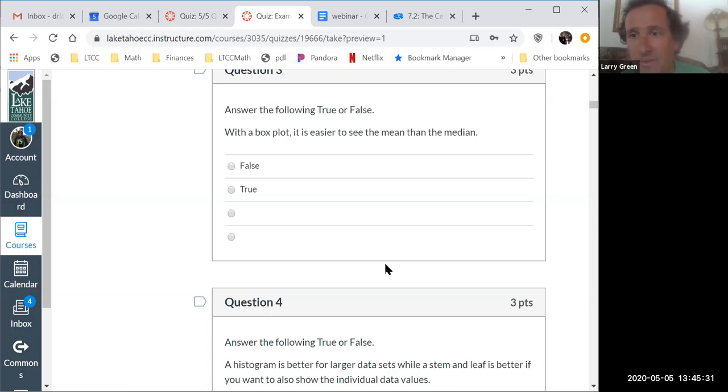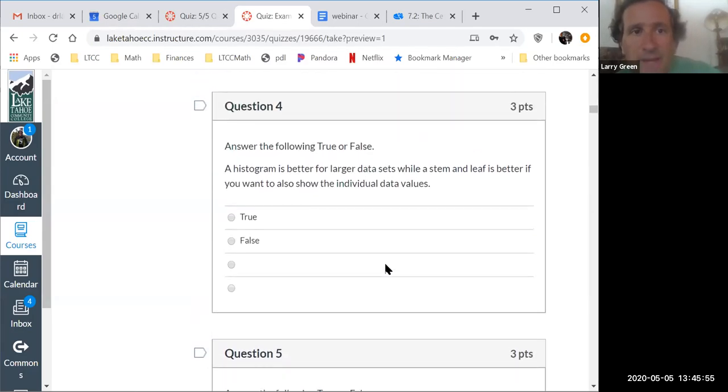Yeah, and how come? Yeah, the median is one. The box plot shows a 5-point summary, and the median is one of the 5-point summary numbers, and the mean is not. So the mean is just right there, and the mean is not right there. Any questions on that? So this one's false. Okay.